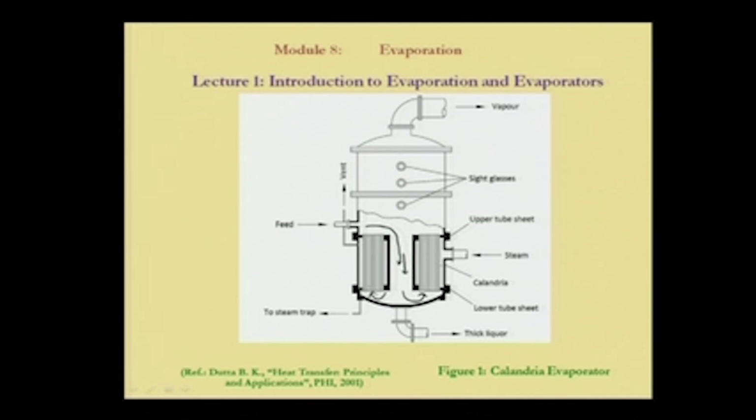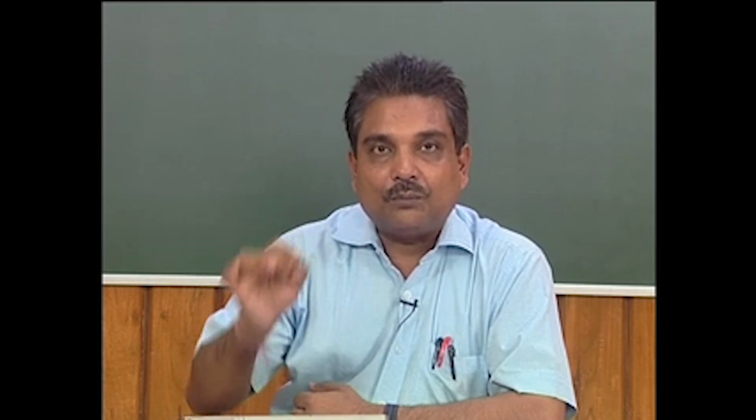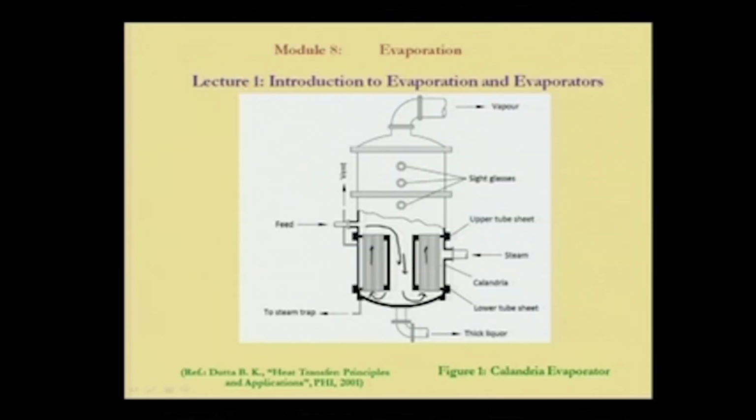And through the tube, the liquid goes up due to the density difference. The liquid at higher temperature will have lower density, and while it is going up there will be vaporization. So the effective density will be reduced, and it will go upward. This is called the gradient; due to the gradient it will go upward.